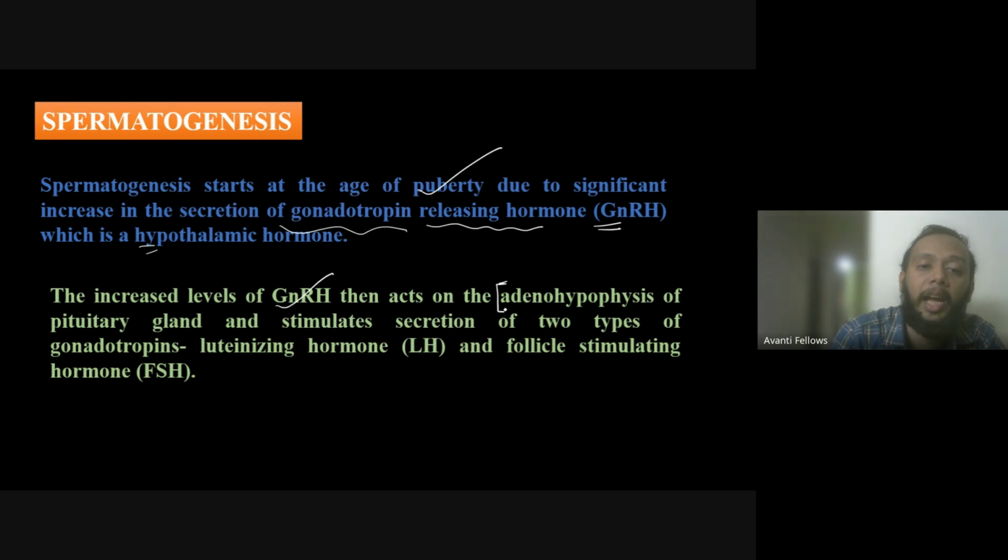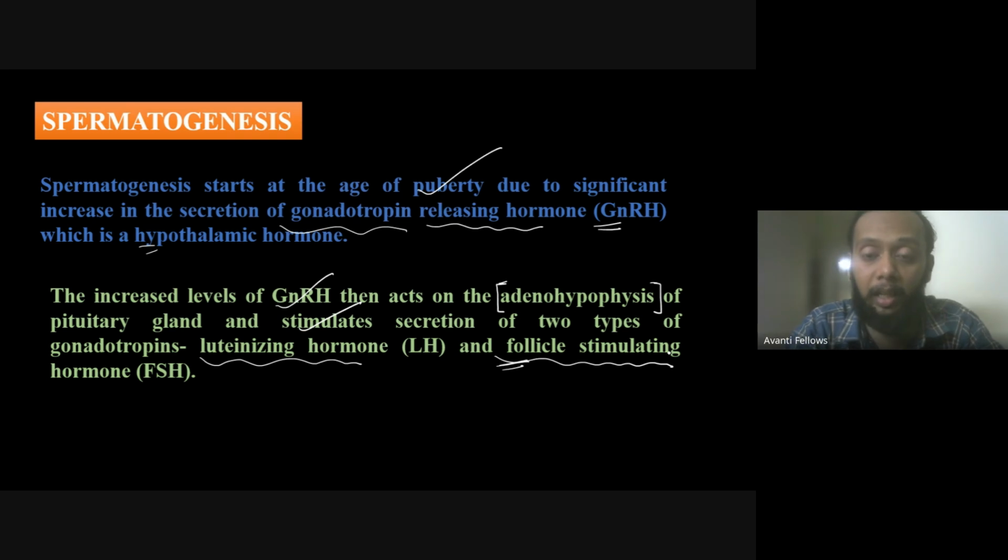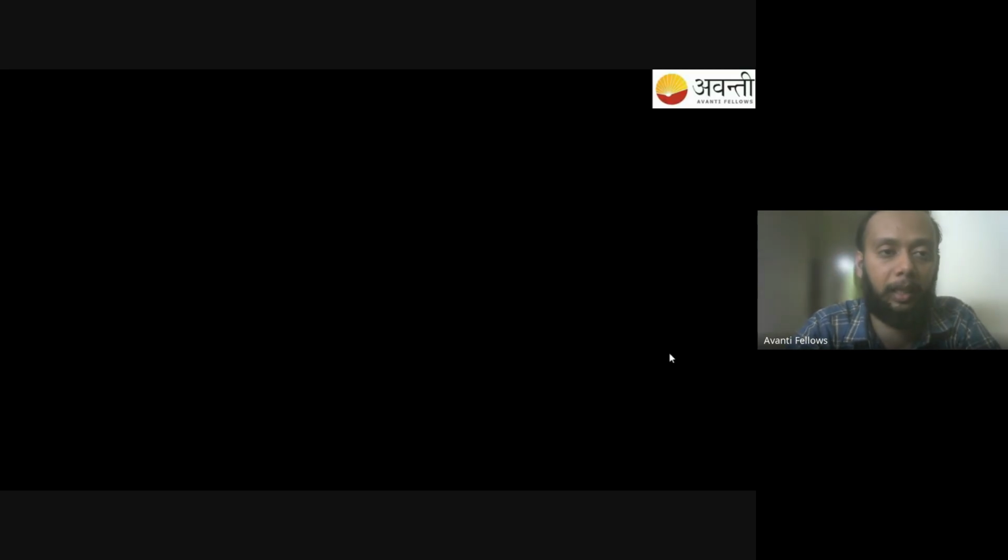Adenohypophysis means the anterior part of my pituitary gland, right? And it stimulates the secretion of two types of hormones: luteinizing hormone (LH) and follicle stimulating hormone (FSH). So these two hormones are basically coming out from the anterior part of my pituitary gland. ये सब याद रखना है, बाद में मैं आपसे पूछूंगा, ये सब याद होना चाहिए.